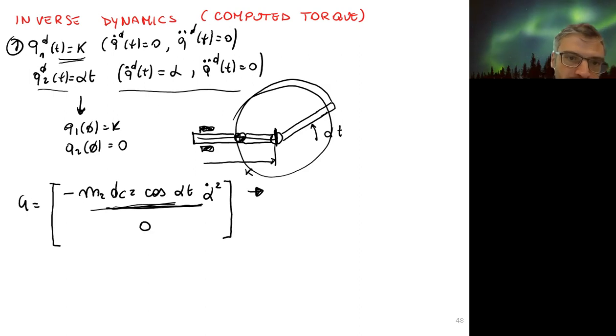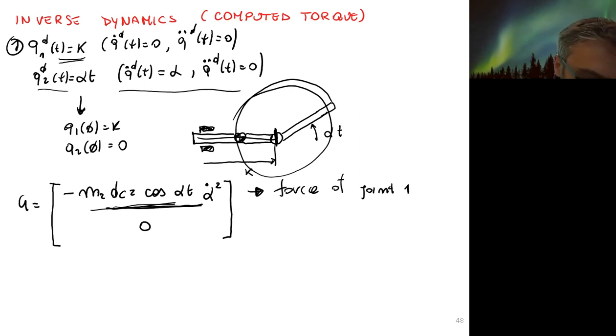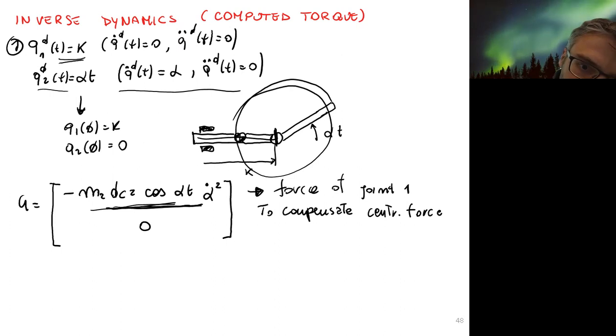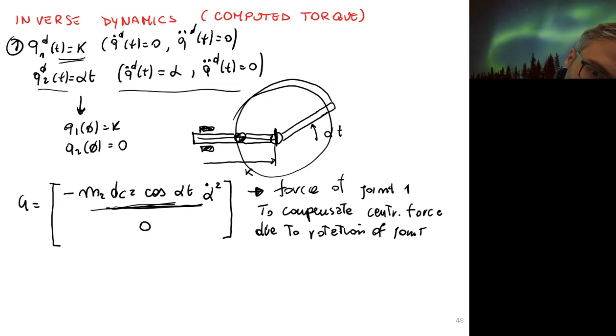And so this is the force of joint 1 to compensate the centrifugal force due to the rotation of joint 2. And we said that we have no inertial effect because the acceleration is 0.